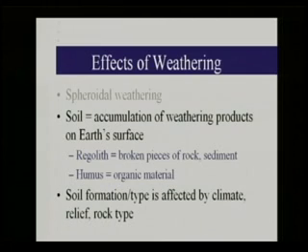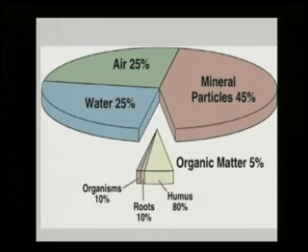Soil formation, or the types of soils, are affected by climate, relief, and rock type. And this diagram shows you a general overview of soil. We have mineral particles, we do have air and water, so it's important that soil not be super compacted. Organic material, the humus, about 80%.